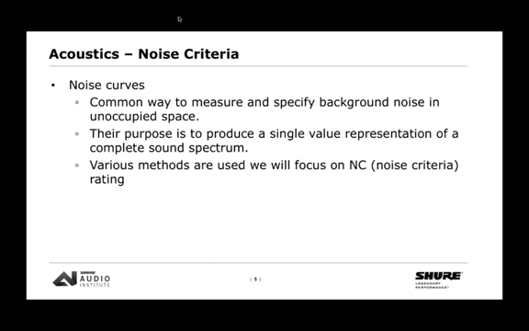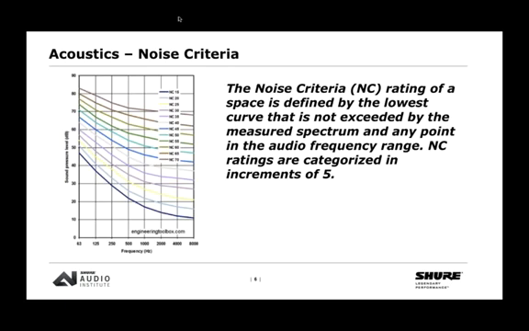So I had mentioned noise curves or NC ratings here. This is really a common way to measure background noise in an unoccupied space. And this terminology is used by all of the professionals. So the idea is that you can produce a single value representation of the complete sound spectrum. And while there are various different methods used to do this, the one we're going to focus on and talk about today is NC, or noise criteria rating.